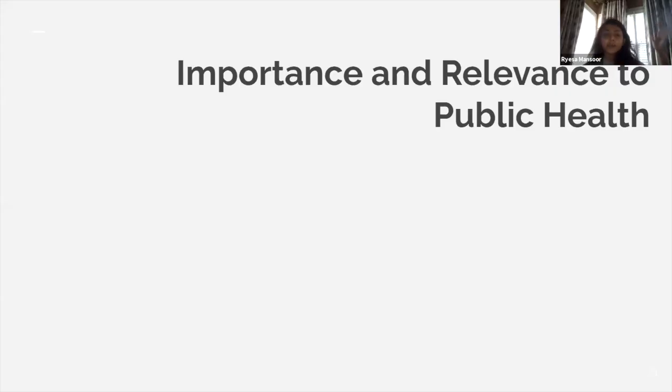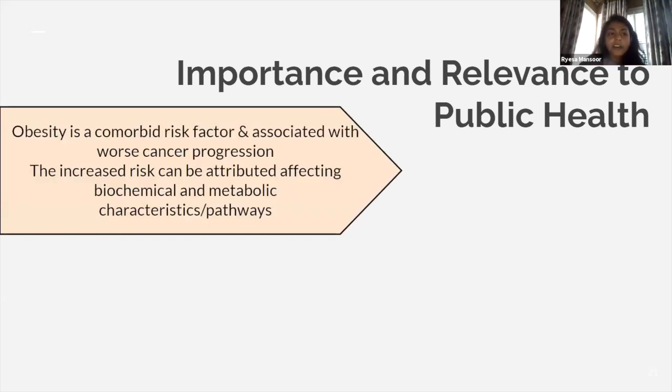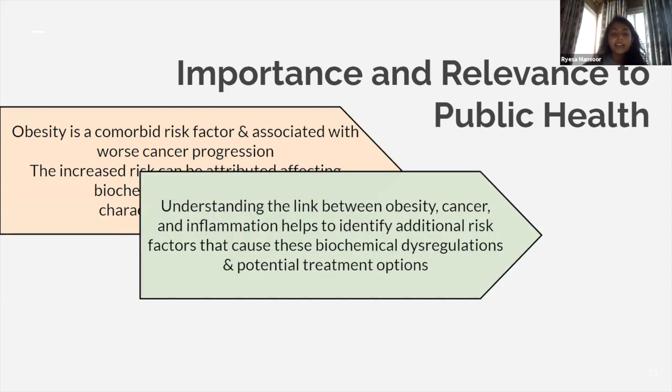And lastly, to conclude it and kind of tie it all up in a bow to reemphasize the importance and relevance to public health. Again, we know that obesity is a comorbid risk factor and it's associated with many chronic diseases, but especially with worse cancer progression. And this increased risk due to obesity can be attributed to how it affects directly some of the targets and biochemical metabolic characteristics within these metabolic pathways. So understanding this link between obesity, cancer, and inflammation can help us to identify more of these additional risk factors that are causing these dysregulations at the biochemical level, but also increase potential treatment options.